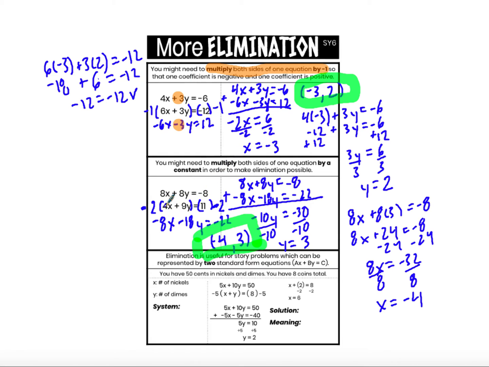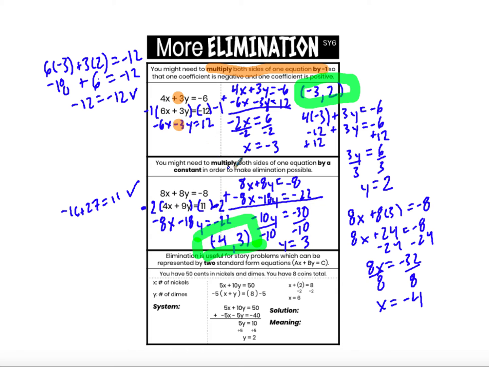Check. 4 times negative 4 is negative 16. Negative 16 plus 9 times 3 is 27. Does negative 16 plus 27 equal 11? Not 111. Yes, it does. All right.